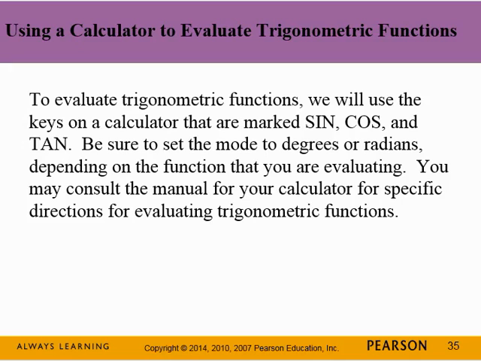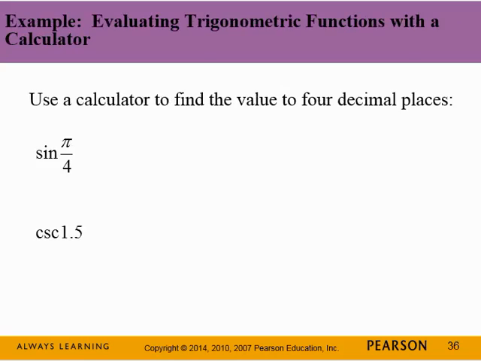So evaluate using a calculator. To evaluate trig functions, we're going to use the keys labeled on the calculator: sine, cosine, tangent. Be sure to set the modes to degrees or radians depending on what you are trying to evaluate. In your calculator, you want to estimate to 4 decimal places. So why don't you try on your own, and then we'll go over how to do it.